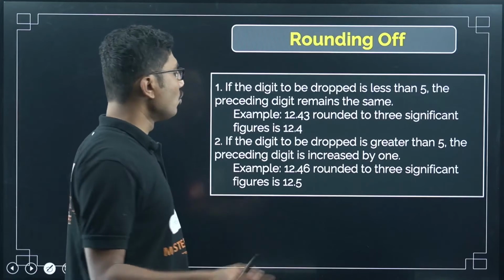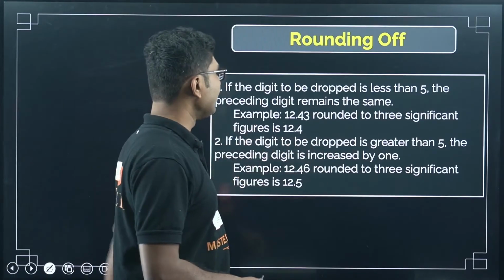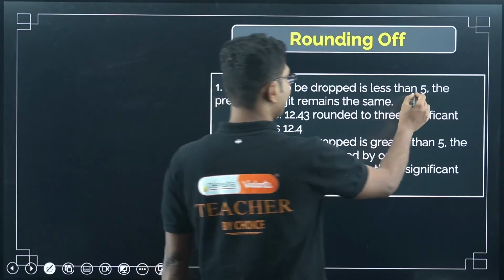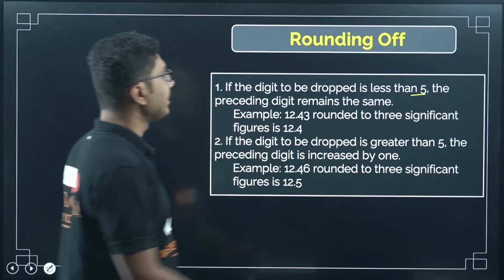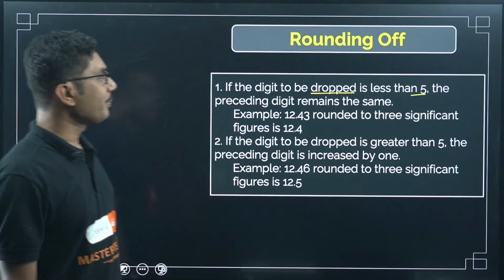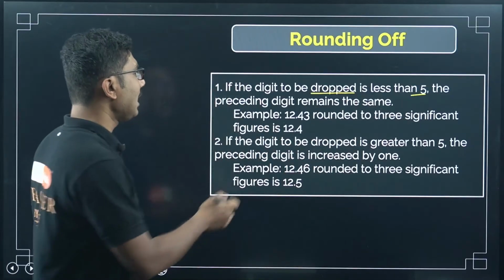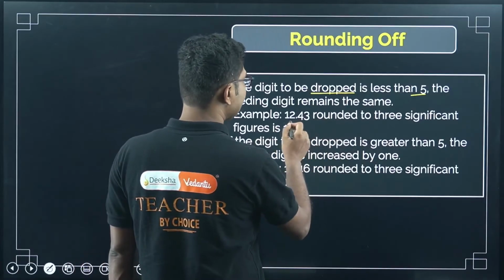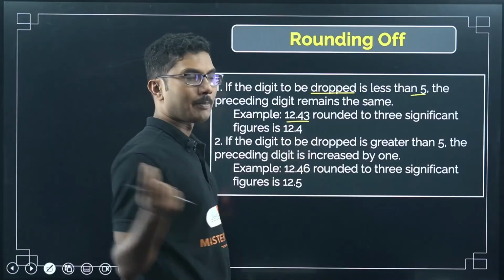So there are 2 ways to round off. First of all, if the number you are rounding off is less than 5, the digit that is to be dropped, the first digit you are dropping, if that is less than 5, you can simply drop it. For example, you are rounding off this number to say 3 significant figures, or one number after decimal.